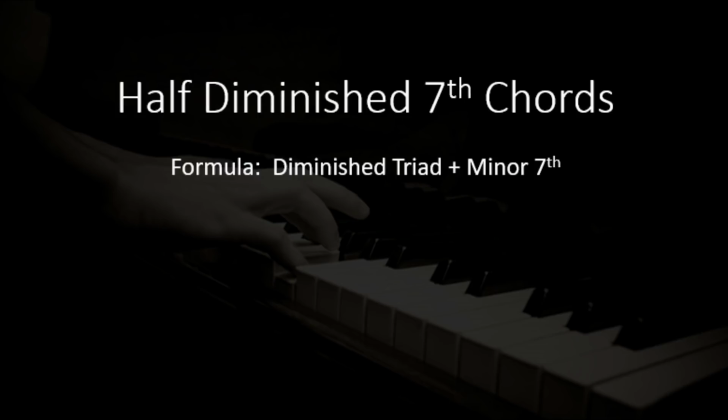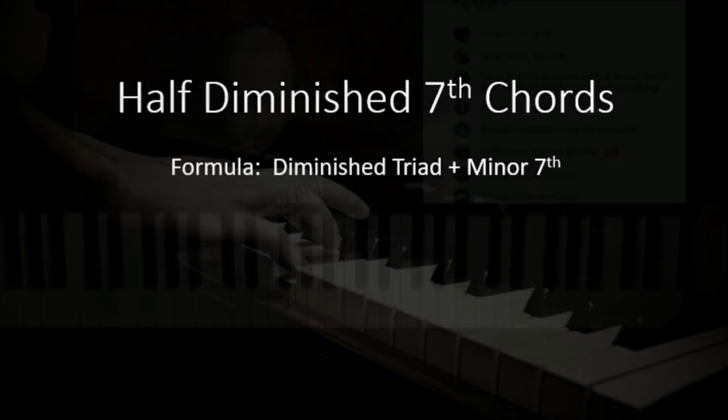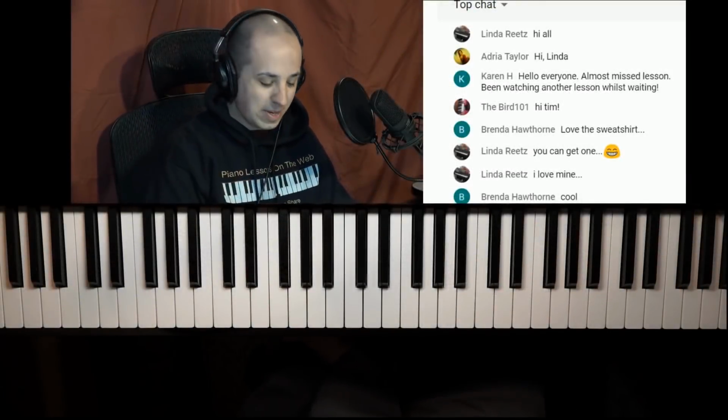Okay, the half diminished 7th. So now it's a diminished triad, as you remember, it was 3 and 3 is the formula. And then you go up to that minor 7th we were playing for the dominant 7th chord. So let me show you what I mean by that.